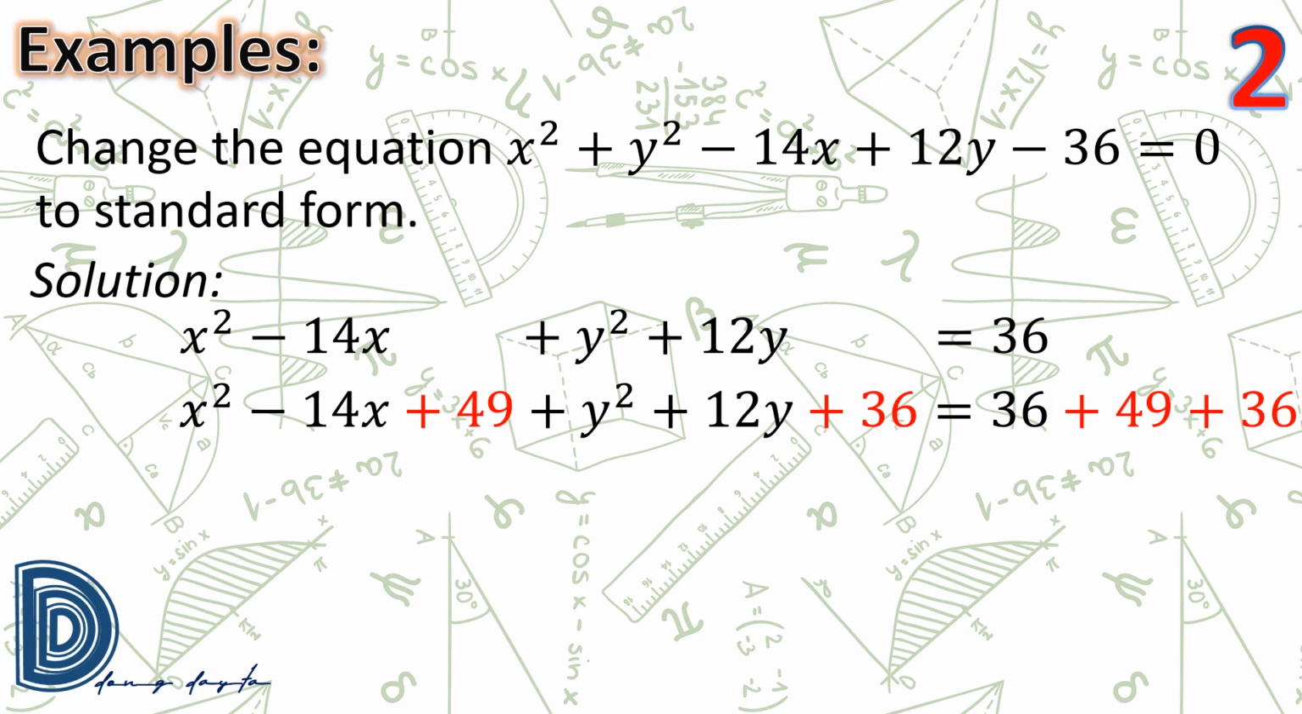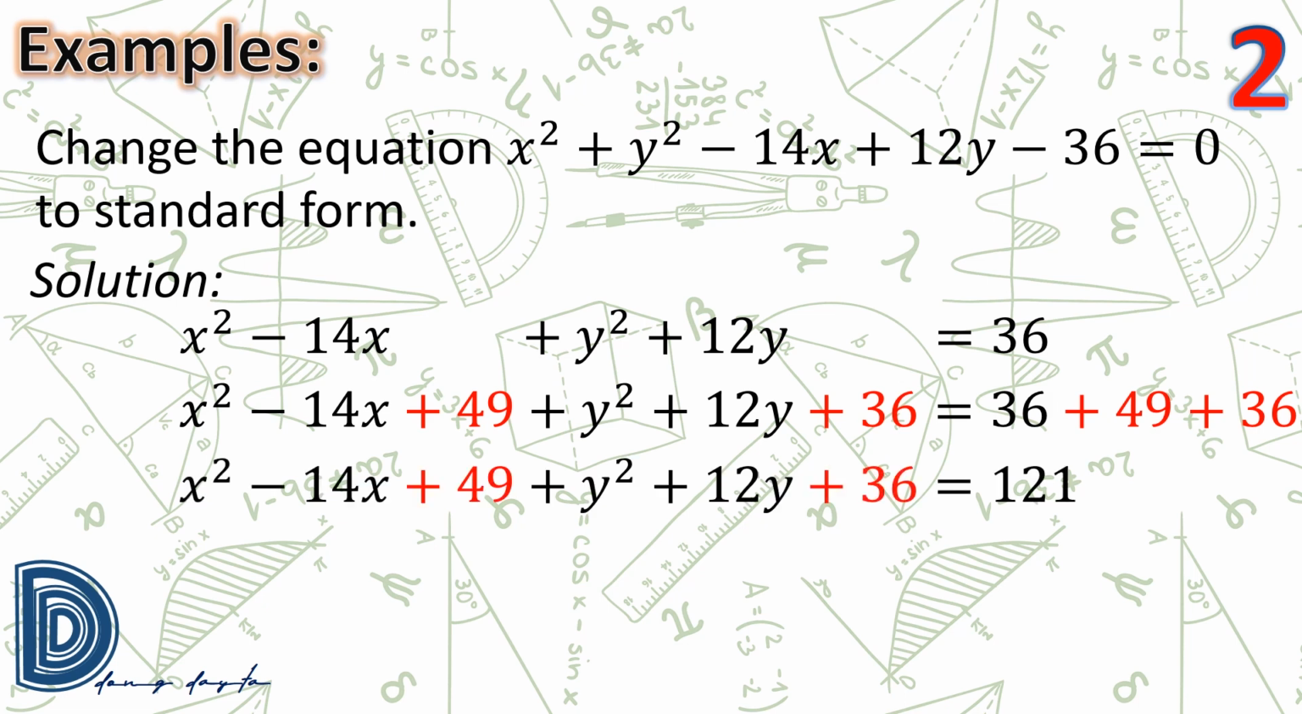So now we have x squared minus 14x plus 49 plus y squared plus 12y plus 36 equals 121. And then writing the perfect square trinomials as a square of binomial, we have x minus 7 squared plus y plus 6 squared equals 121. And this is the standard form of the equation.